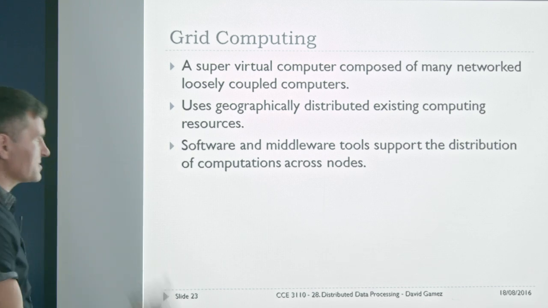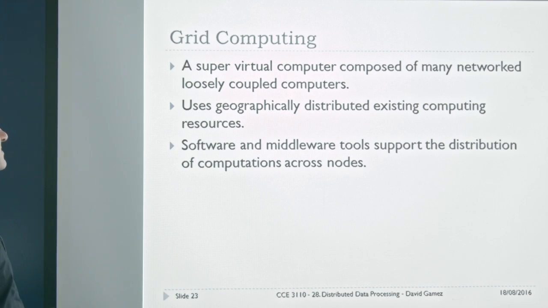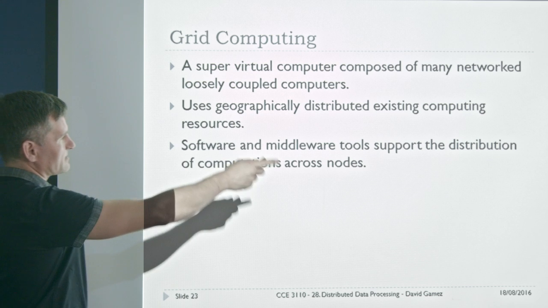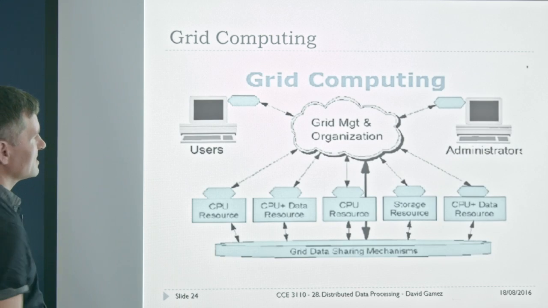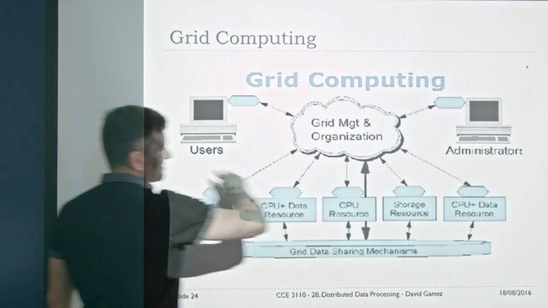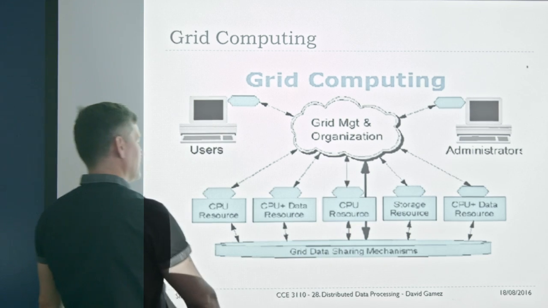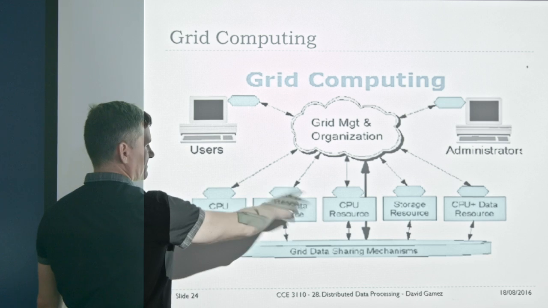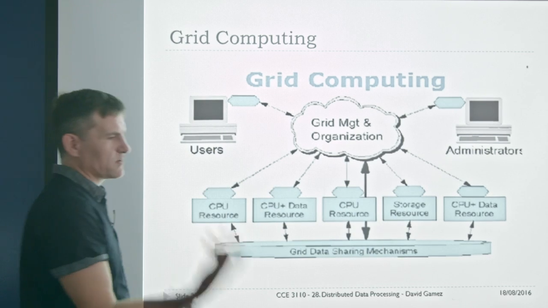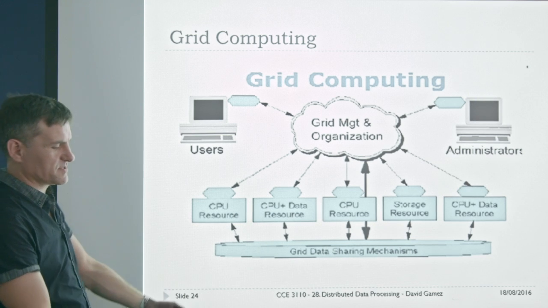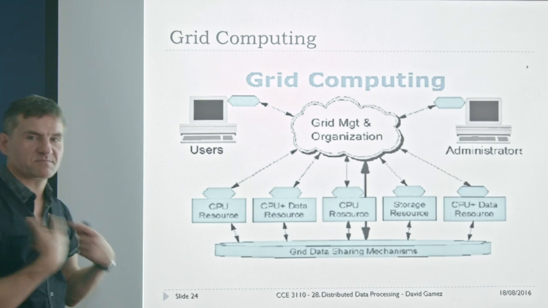So geographically distributed existing computer resources are shared using the grid, and we're using software middleware tools, a bit like BOINC, to support the distribution of computations across the nodes. So this is the sort of idea. We've got the administrators, and then we've got the grid data show, and then we've got all the big computers in the different organizations, and there's some kind of middleware and software that enables people to submit jobs to the grid and get the results back from the grid.